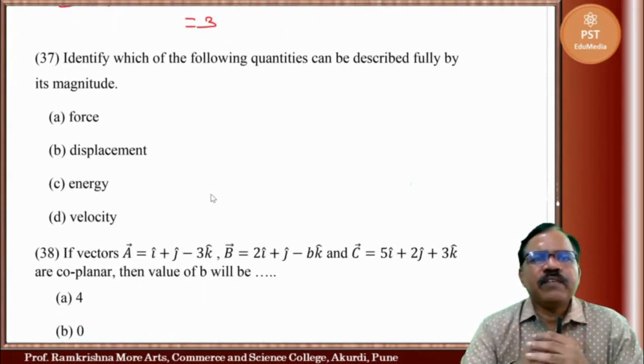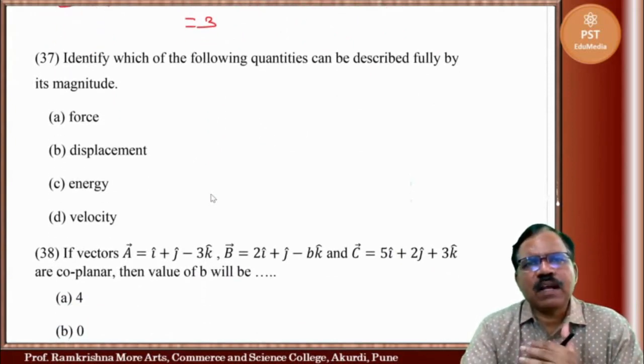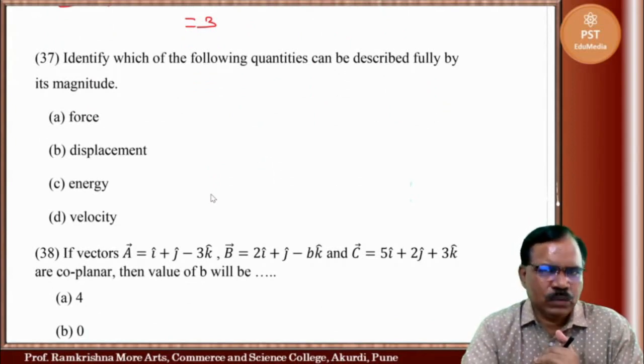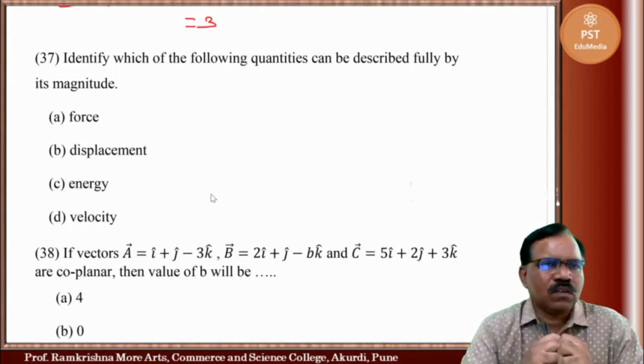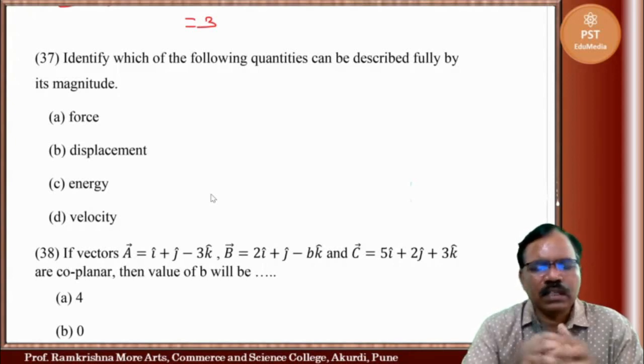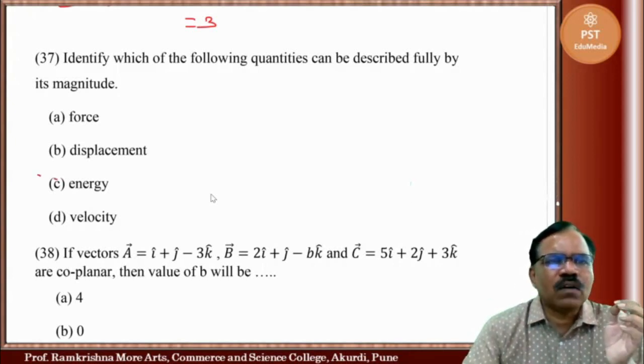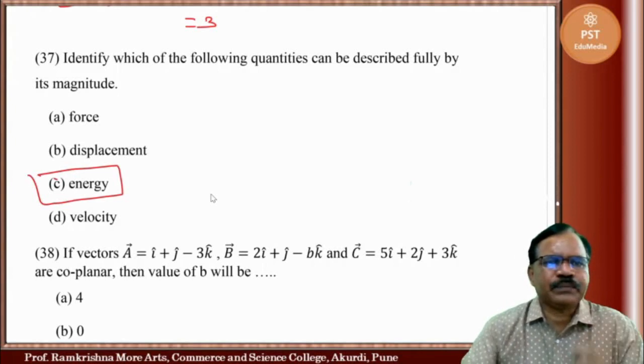Now identify which of the following quantities can be described fully by its magnitude. That quantity is called a scalar quantity. Force is a vector quantity, displacement is a vector quantity, velocity is a vector quantity, while energy is a scalar quantity. So this one is correct.